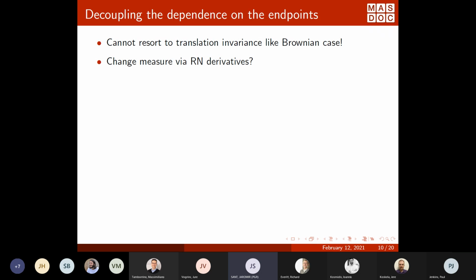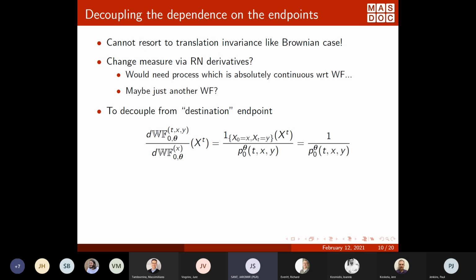So perhaps what we could do is we could change measure by using these Radon-Nikodym derivatives. But if we want to do that, we need something that's going to be absolutely continuous with respect to the Wright-Fisher. And the Wright-Fisher having two boundaries is going to be quite hard to find a process that actually has this type of behavior to start with. So perhaps we could just use another Wright-Fisher in itself, which might help us to this end. So this is what we're going to do now.